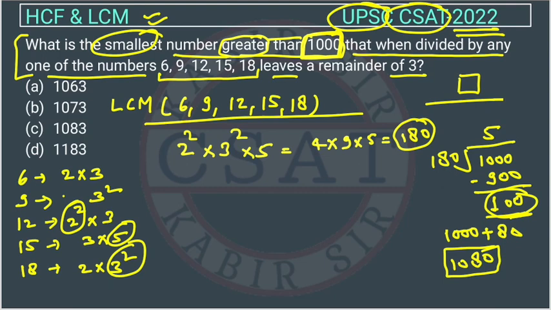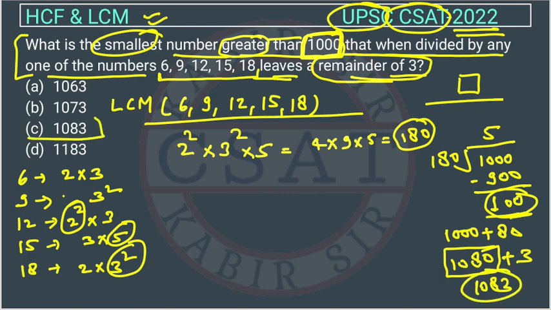But the question is asking that it leaves a remainder of 3. So the question is asking for a number where if we divide it by these numbers, there will always be a remainder of 3. So it's just simple. We have to add 3 to this. So it will become 1083. So the answer is option C. So this is our answer.